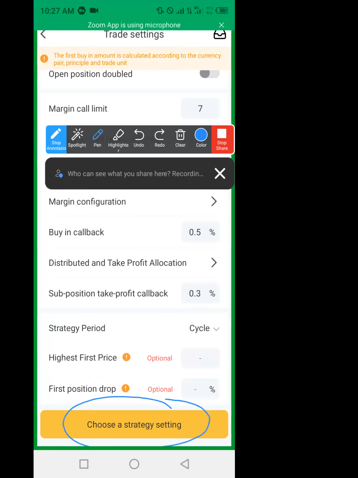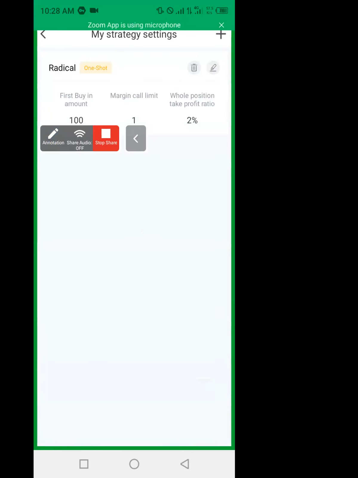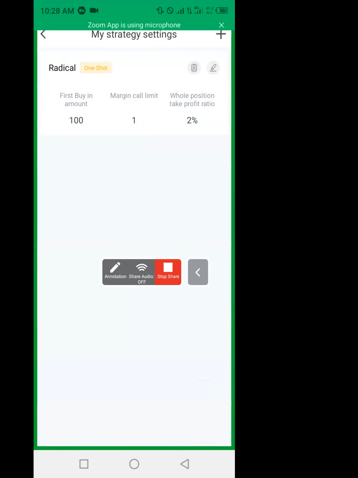You come to choose a strategy. If you chose a strategy and you have it, when you click there, you will find it there. For this account, my account, it has a strategy. My strategy is here. My first buying amount is 100.